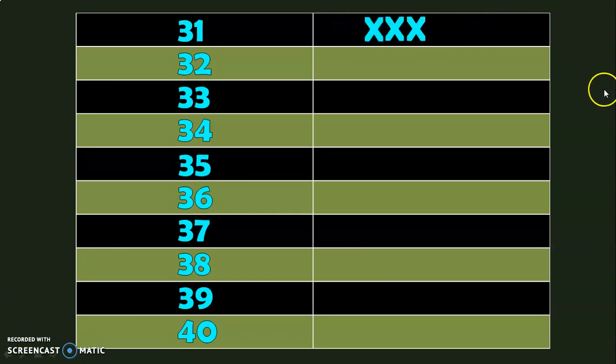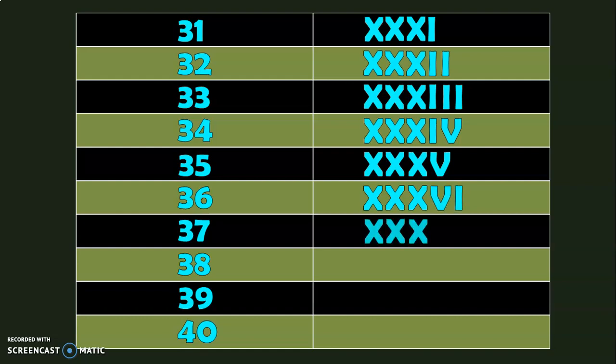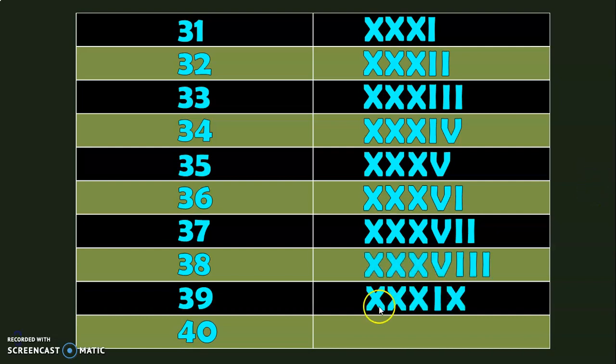So 31 is 30 plus 1. 32 is 30 plus 2. 33 is 30 plus 3. 34 is 30 plus 4. 35 is 30 plus 5. 36 is 30 plus 6. 37 is 30 plus 7. 38 is 30 plus 8. 39 is 30 plus 9.